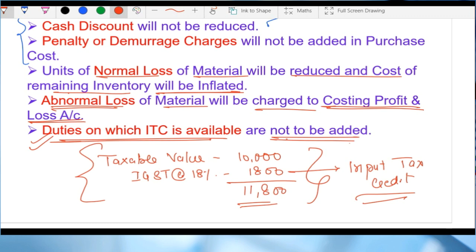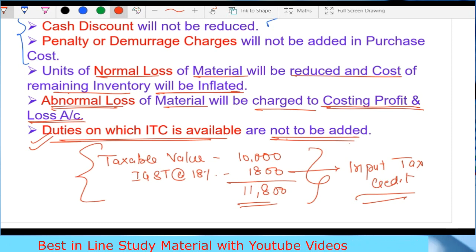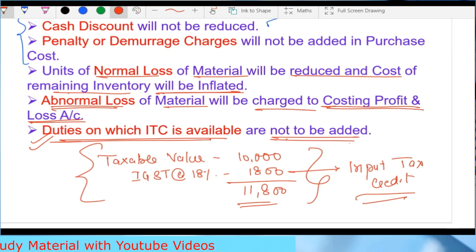So you need to be very careful about which duties the ITC is available on. Sir, what about in the practical questions? In the practical questions, 99% of the time, you will be given in the question whether the ITC is available against this duty or not. Or what you can do is make a reasonable assumption.